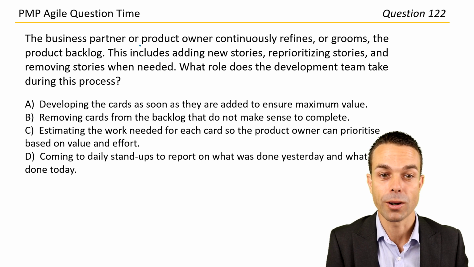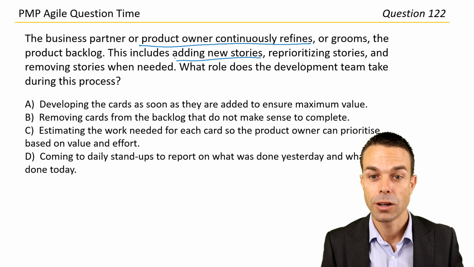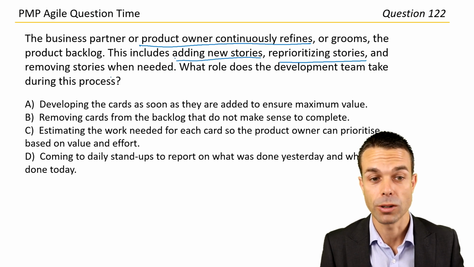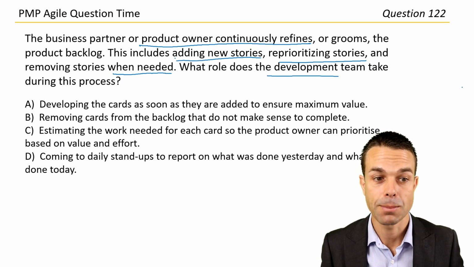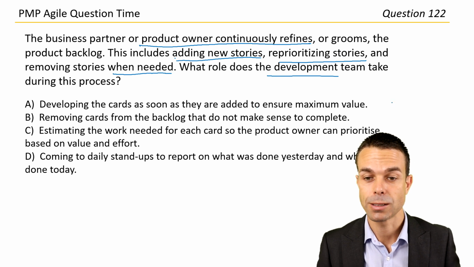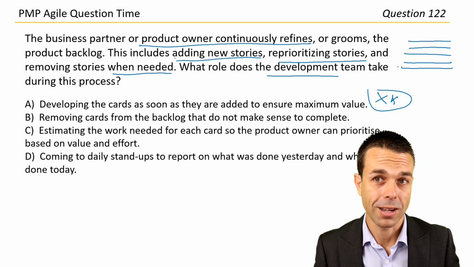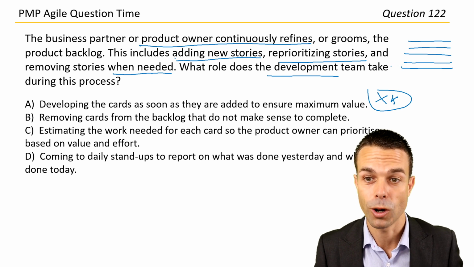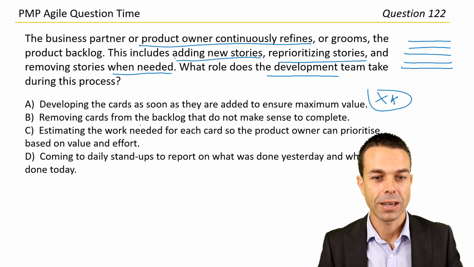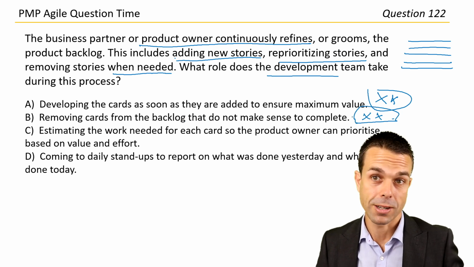The business partner or product owner continuously refines or grooms the product backlog. This includes adding new stories, reprioritizing stories, and removing stories when needed. What role does the development team take during this process? Oh, this is good. Developing the cards as soon as they're added to ensure maximum value. Not necessarily. We still want to put them into our sprint backlog as long as they're prioritized, that the product owner says that that's what we want to work on. So maybe not that one. Removing cards from the backlog that don't make sense to complete. Again, that's not our role. That's not the development team's role because the product owner needs to prioritize these things.